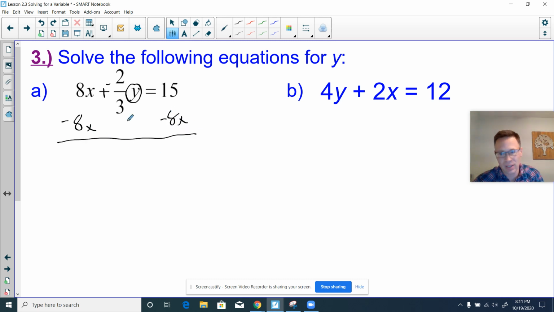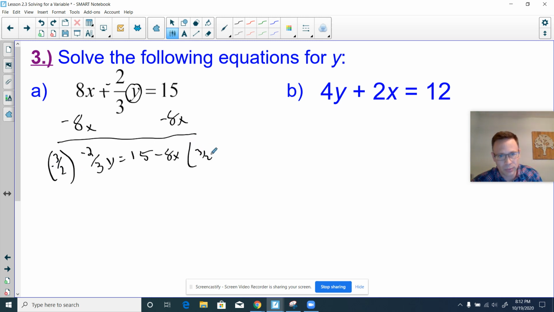Again, I'm not doing anything different than if these were all numbers. That leaves me with negative 2/3 y is then equal to 15 minus 8x. And now I have to multiply by the reciprocal, okay? So if I multiply by the reciprocal, that means I'm going to multiply by 3 over 2. That's negative times 3 over 2. So I'll get y is then equal to 15 minus 8x, and this whole quantity has to get multiplied by that, which is why it's in parentheses, times the negative 3 over 2.